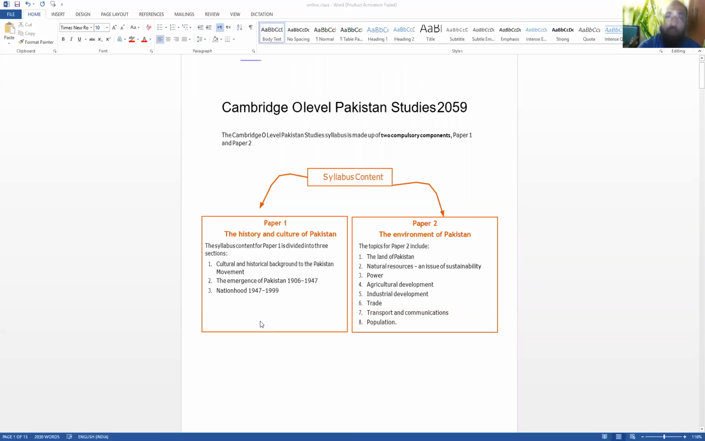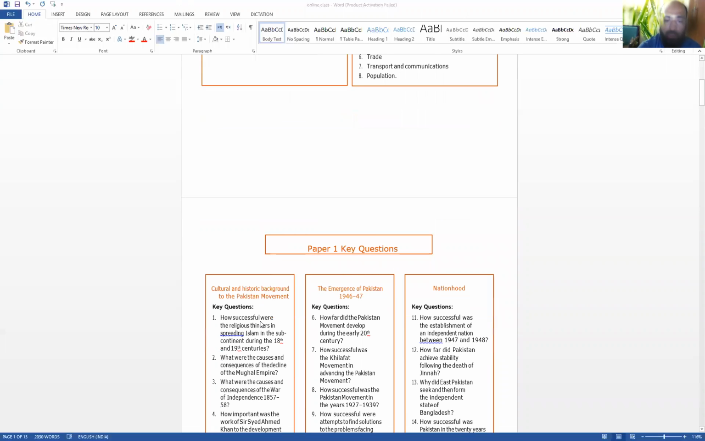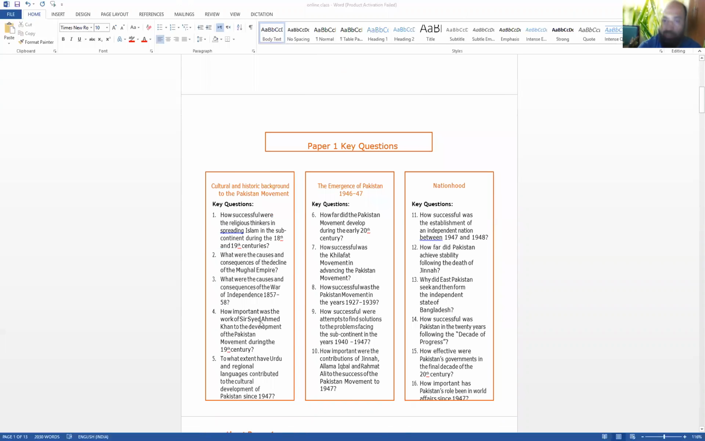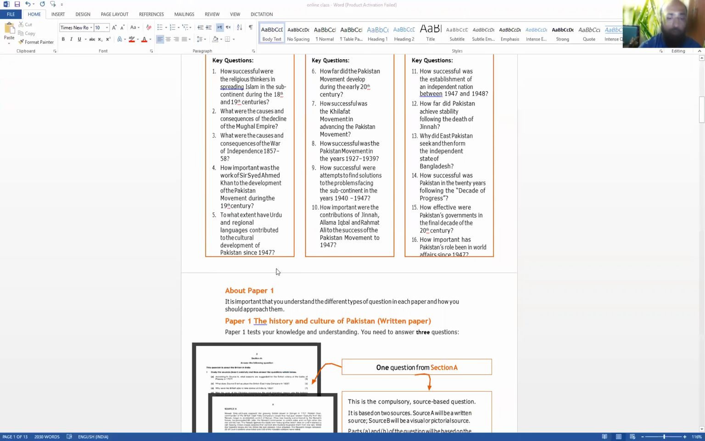Now let us come to what is asked in it. It is the detailed syllabus of history. Five chapters are in each section. Remember, these are the sections of the syllabus, not the sections of the paper. Mind it. Now go forward.